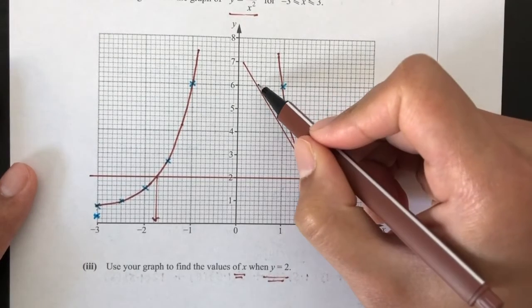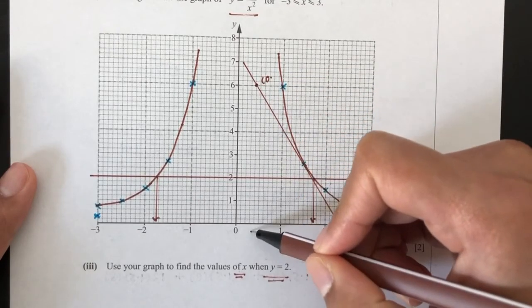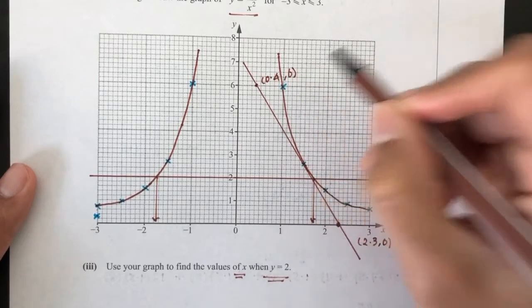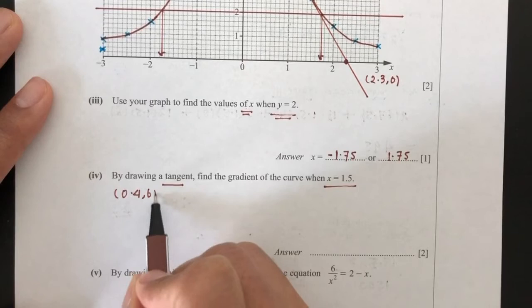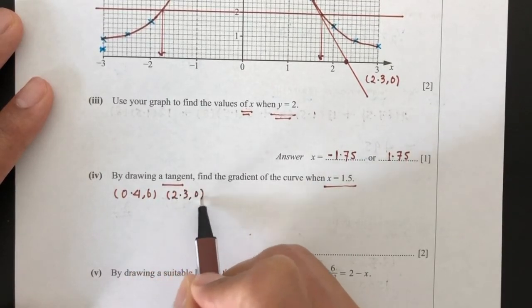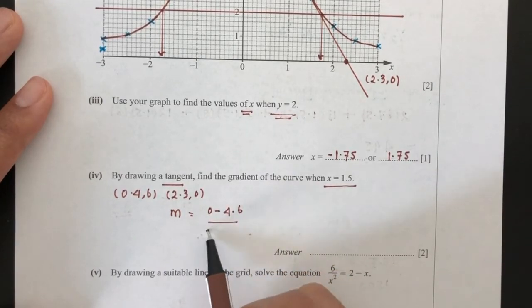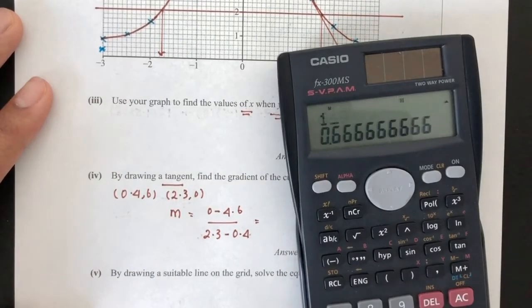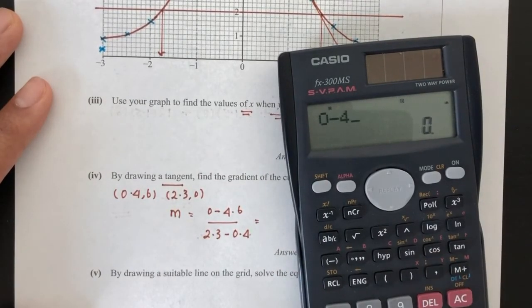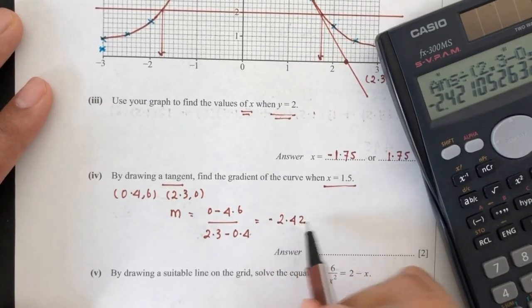And let's choose a point here that could be this one, 0.46. So to find the gradient, we can use the formula. We have 2 points, 0.46 and 2.30. So gradient is equal to y2 minus y1 over x2 minus x1. So 0 minus 4.6 divided by 2.3 minus 0.4. That should be minus 2.42, correct to 3SF.